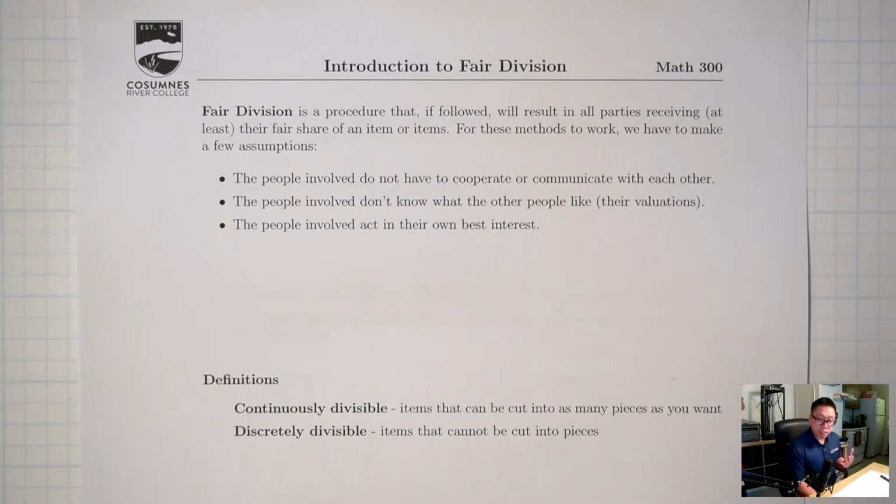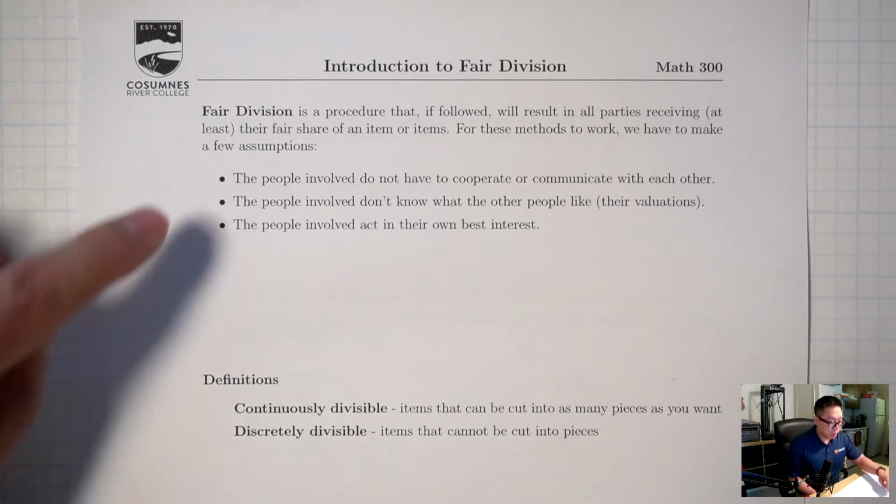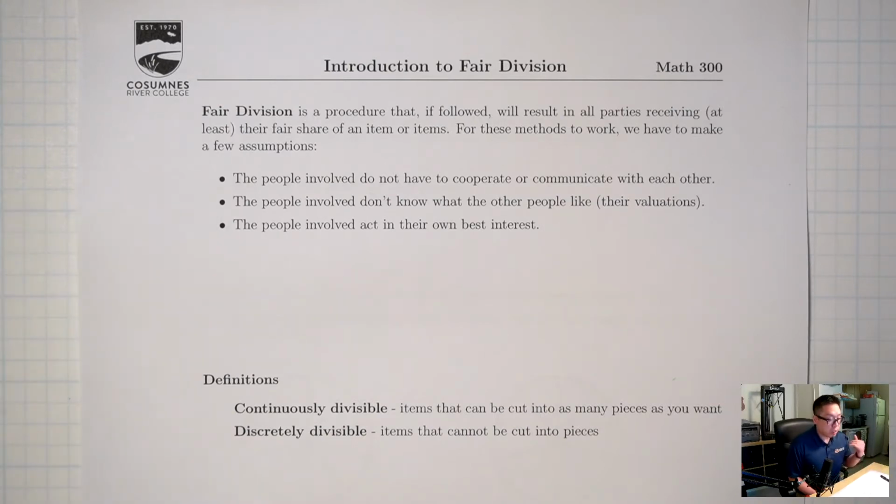Another situation that this may come up is a divorce. How do you divide up the assets in a way that both parties are happy? And for the methods we're going to talk about in this class, there are three assumptions that I'm going to be working with. One, the methods don't require the people to cooperate. So they don't have to talk to each other. There's going to be no back and forth negotiations going on.